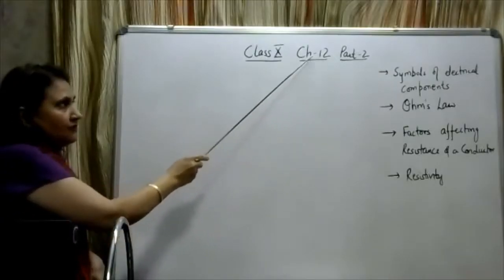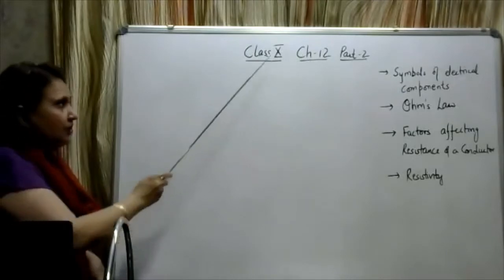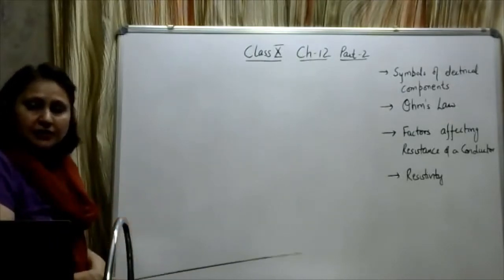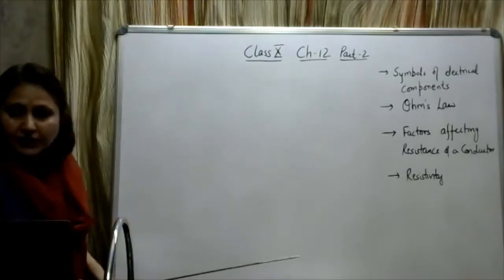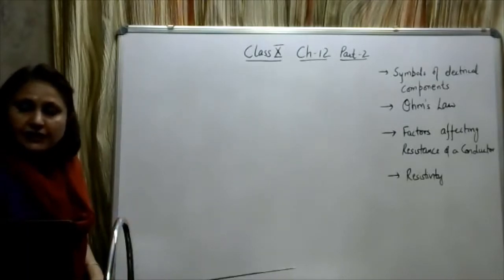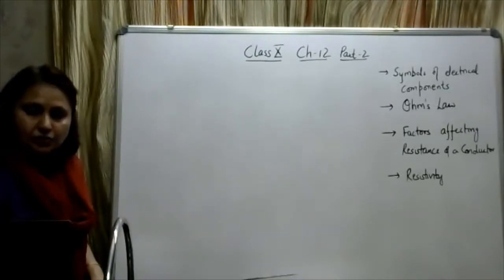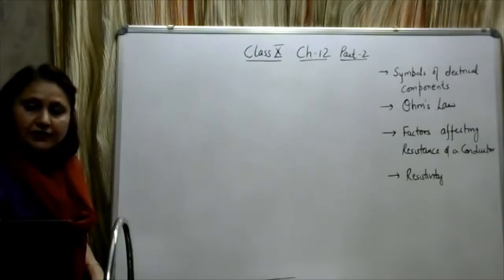This is part 2 of chapter number 12, Electricity, of class 10. In part 1, we studied electric current and potential difference. Electric current is defined as the charge flowing per unit time, that is, I = Q/t, whereas potential difference is defined as the work done in moving a unit charge from one point to another in an electrical circuit.